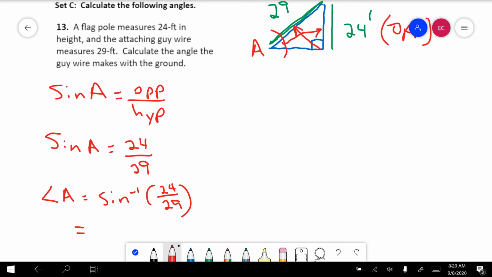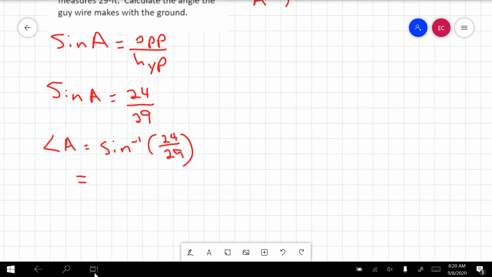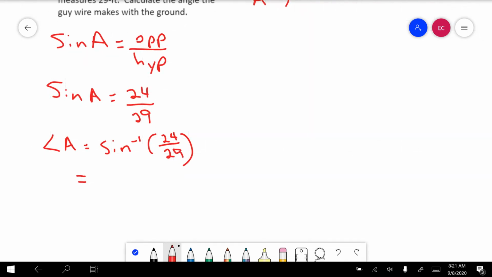Now, when I type this into the calculator, you can do one of two ways. You can type in 24 divided by 29, write out the decimals, and do the sine inverse of that decimal. What I do instead is I do second function sine, and then bracket 24 divided by 29, close the bracket and hit equals. I get 55.85, so that's approximately 56 degrees.